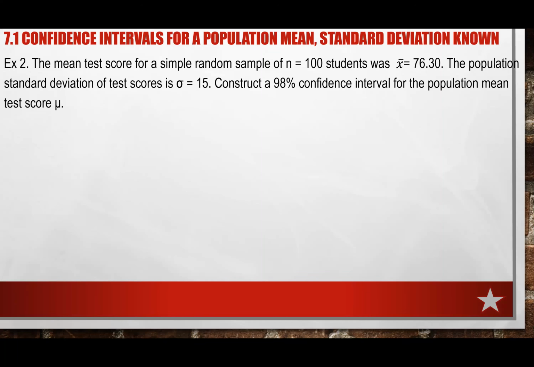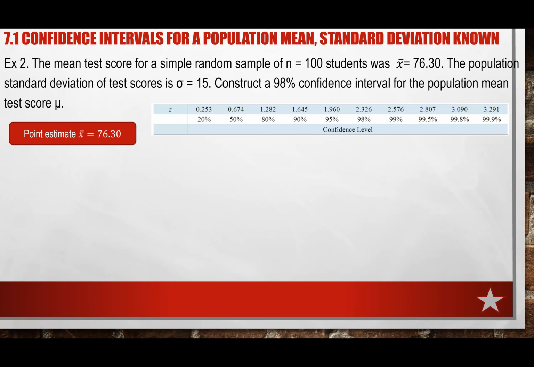So again, how do we do this? We know that we have more than 30, we're good to go. We know that it's random, we're good to go. Looking at this, we know that n is equal to 100. The x bar is your point estimator, which is your sample mean. We got the point estimator. And now everybody see that 98%.